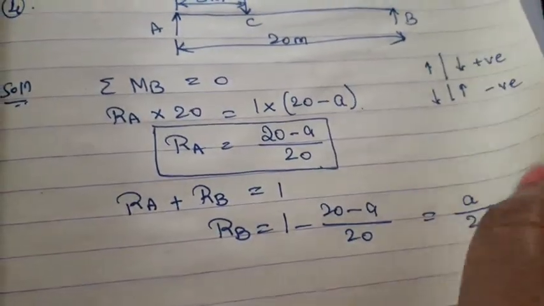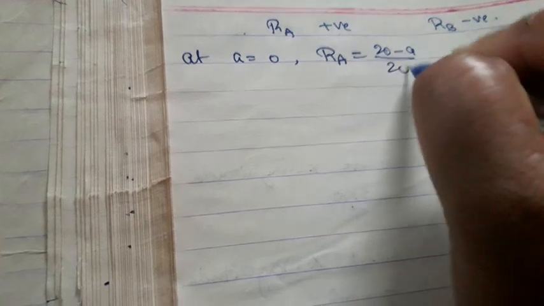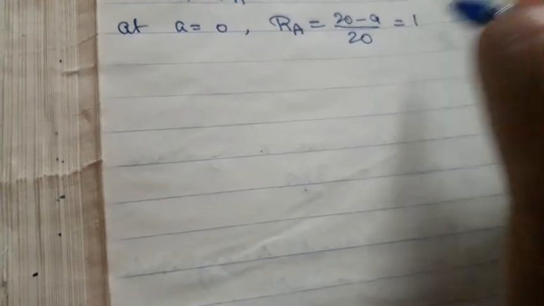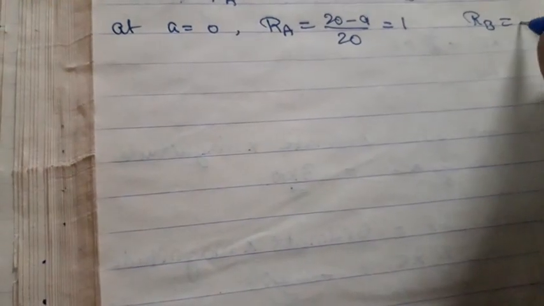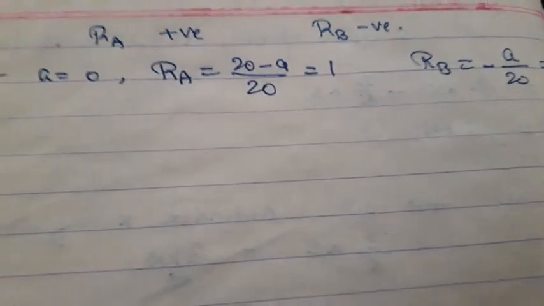So first we will draw an ILD for this one. Before drawing, we now know that RA is positive and RB is negative for AC portion and CB portion. We will substitute A is equal to 0. RA is equal to, we have a formula 20 minus A by 20. When A is equal to 0, RA is equal to 1. And RB is equal to minus A by 20, which is 0, since A is 0.